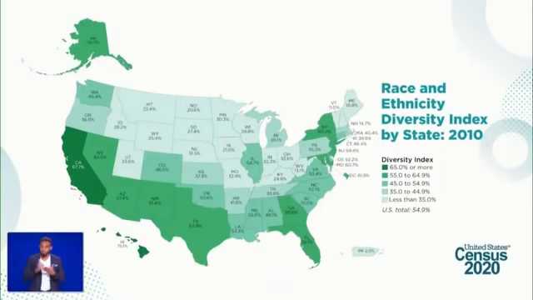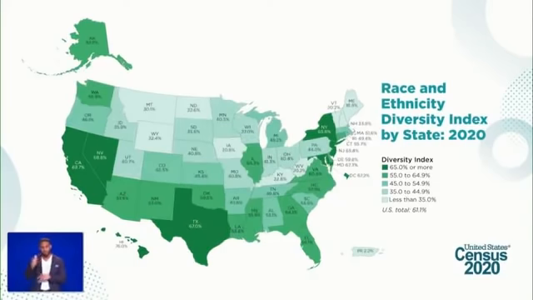To help set the stage, we first present a state-level map using data from the 2010 census. The map shows the geographic distribution of the Diversity Index across the country from state to state. The states shown in dark green were more diverse, with a Diversity Index score of 65.0 or more in 2010. States shown in light green were less diverse in 2010. Now we have a map calculating the Diversity Index for the 2020 census.